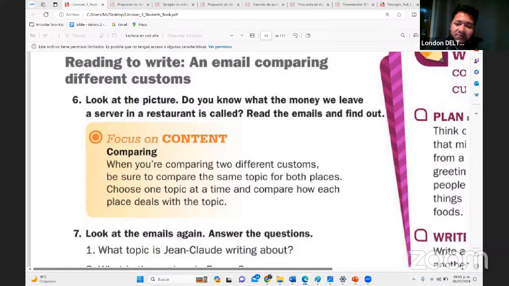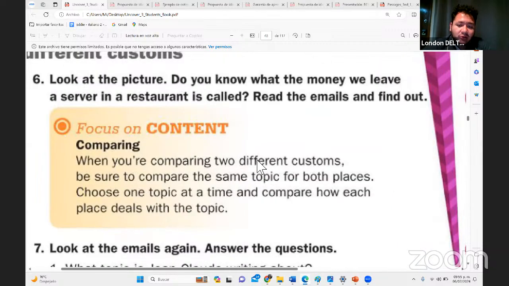Very good, you remember. So now we're going to talk about it says, when you're comparing two different customs, be sure to compare the same topic for both places. Choose one topic at a time and compare how each place deals with the topic. Vamos a hacer un escrito en donde comparamos nuestras costumbres en dos países diferentes. For example, tipping.